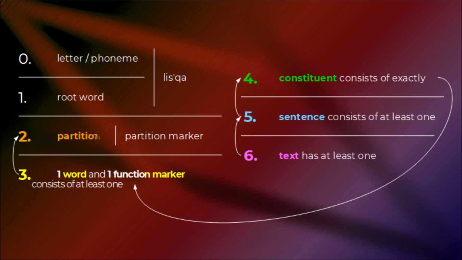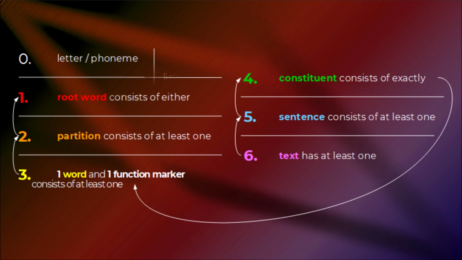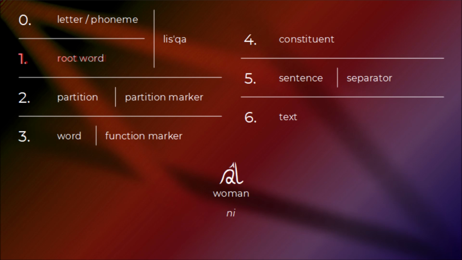A word consists of at least 1 partition. A partition consists of at least 1 root word, and apart from the exceptions we talked about, a root word consists of either 2 or 3 letters. Let's work our way upwards again. Ni is a root word. It is also a partition. Since partition markers are optional, it is also a valid word.